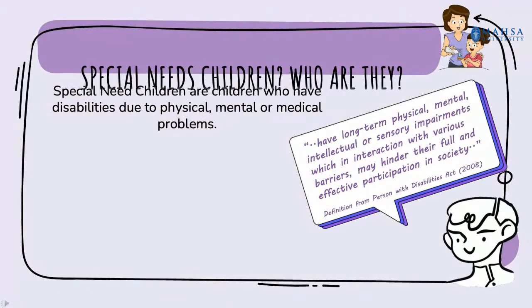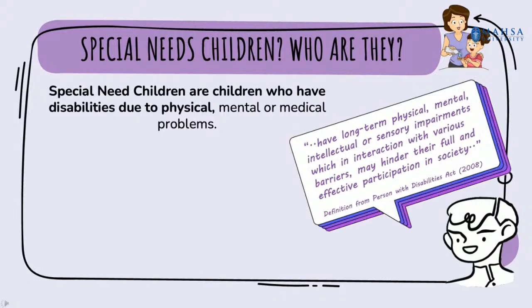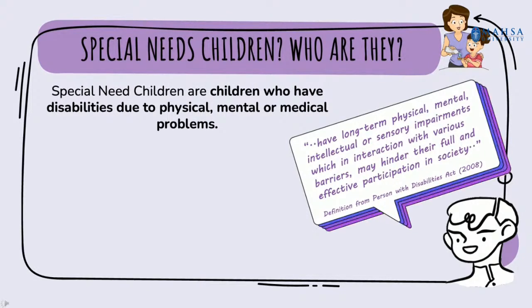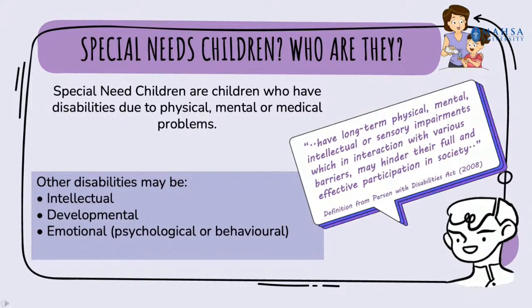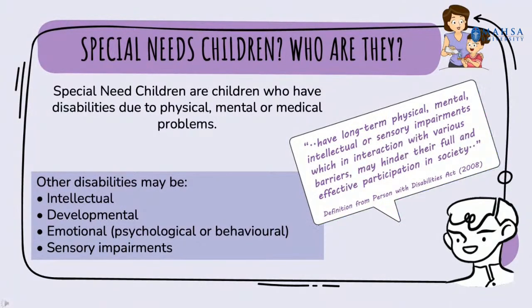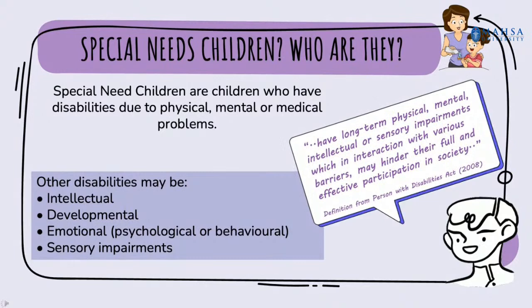Well, let's get to know about special needs children. Who are they really? They are children who have disabilities due to physical, mental, or medical problems. These disabilities may include intellectual, developmental, emotional, which could be psychological or behavioral, and also sensory impairments like hearing or vision impairments. According to the Persons with Disabilities Act of 2008, they are defined as those who have long-term physical, mental, intellectual, or sensory impairments, which in interaction with various barriers may hinder their full and effective participation in society.